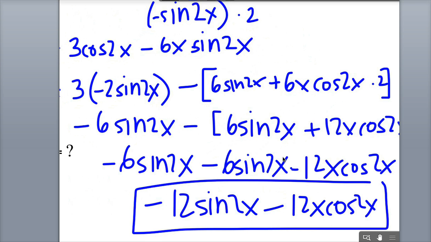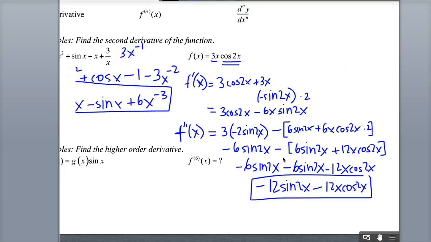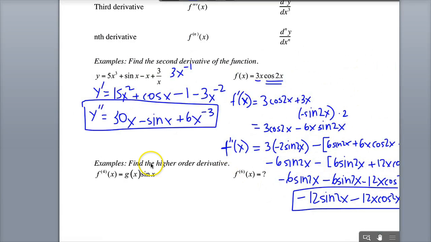Complicated, yes. Tedious, yes. But I think you guys understand the process pretty well. Now, at the bottom of your page, they say find higher order derivatives, where they want me to find like the 4th derivative or the 6th derivative of a function. Just don't worry about that stuff. You just know that there are possibilities for more, but we're not going to do that.